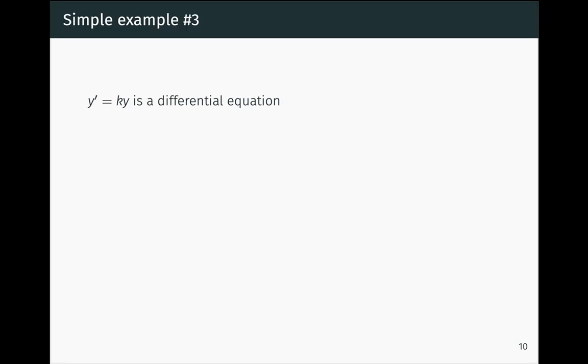Okay, simple example number 3. y dash equals ky is a differential equation. It's a bit of a weirder one because it doesn't have an x anywhere. But this one we know to have the solution y equals ae to the kx. So this is just exponential growth.